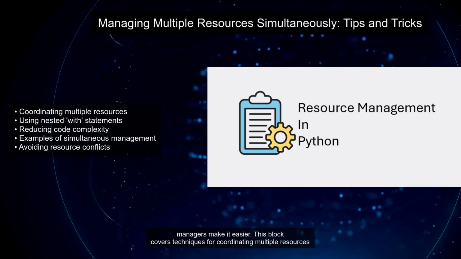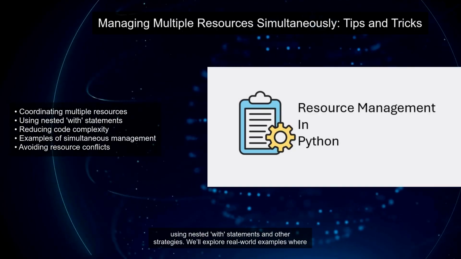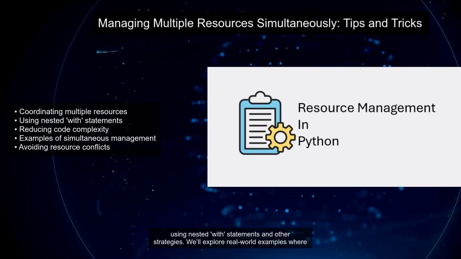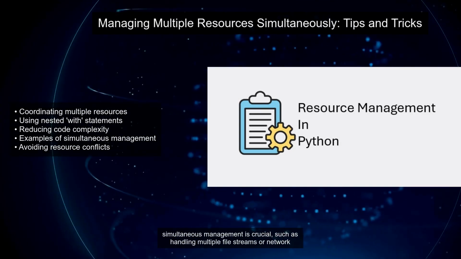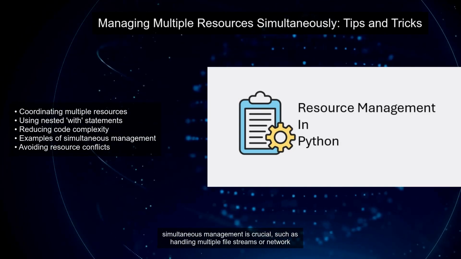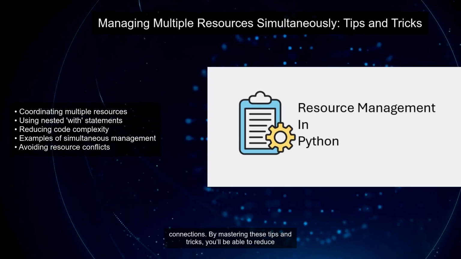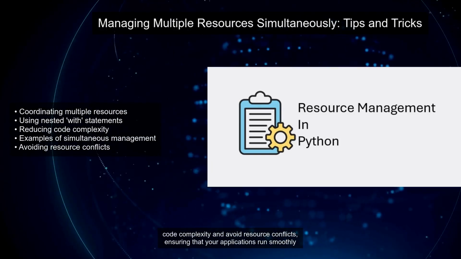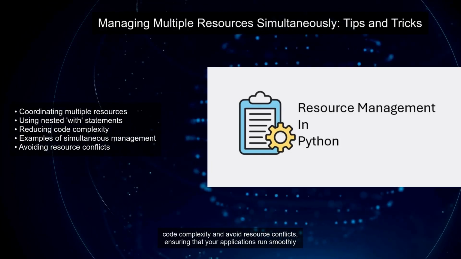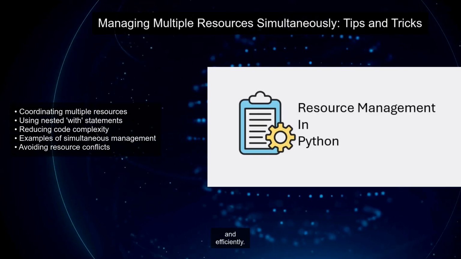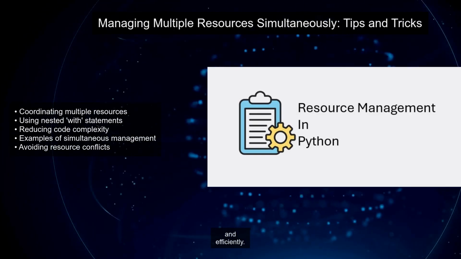Managing multiple resources simultaneously can be a daunting task, but Python context managers make it easier. This block covers techniques for coordinating multiple resources using nested with statements and other strategies. We'll explore real-world examples where simultaneous management is crucial, such as handling multiple file streams or network connections. By mastering these tips and tricks, you'll be able to reduce code complexity and avoid resource conflicts, ensuring that your applications run smoothly and efficiently.